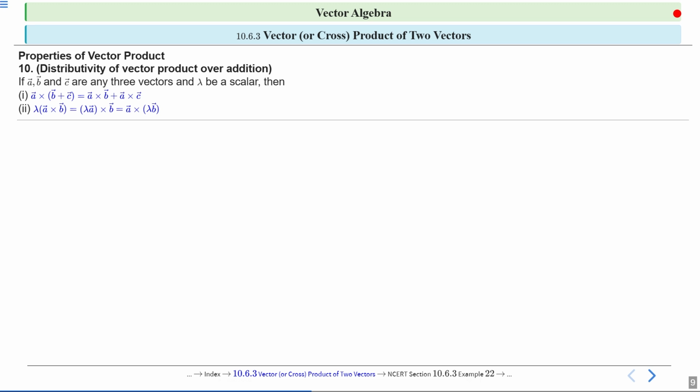Next, part 2: lambda times (A vector cross B vector) is equal to (lambda A vector) cross B vector, and it is also equal to A vector cross (lambda B vector). This means multiplying the cross product by a scalar lambda is the same as multiplying either of the vectors by lambda before taking the cross product. This property is useful when scaling vectors in calculations. To summarize, these distributive and scalar properties make vector calculations much more flexible and manageable.